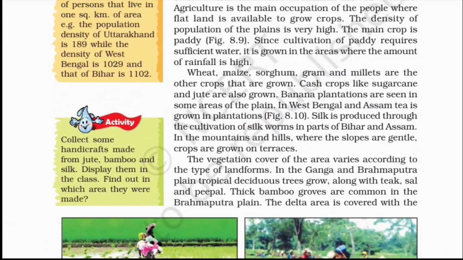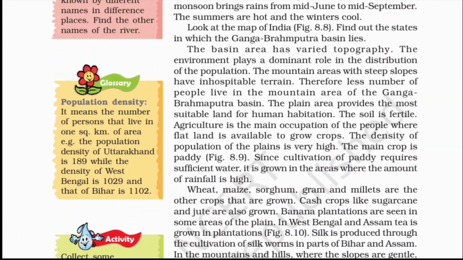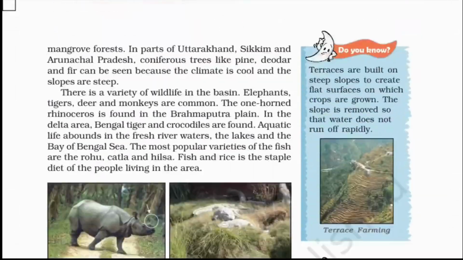Now let's come back to the last page and let's read this glossary, the yellow one on the left hand side. Population density. It means the number of persons that live in 1 square kilometer of area. Example, the population density of Uttarakhand is 189, while the density of West Bengal is 1029 and that of Bihar is 1102. So, this shows how populated a state or a city is.